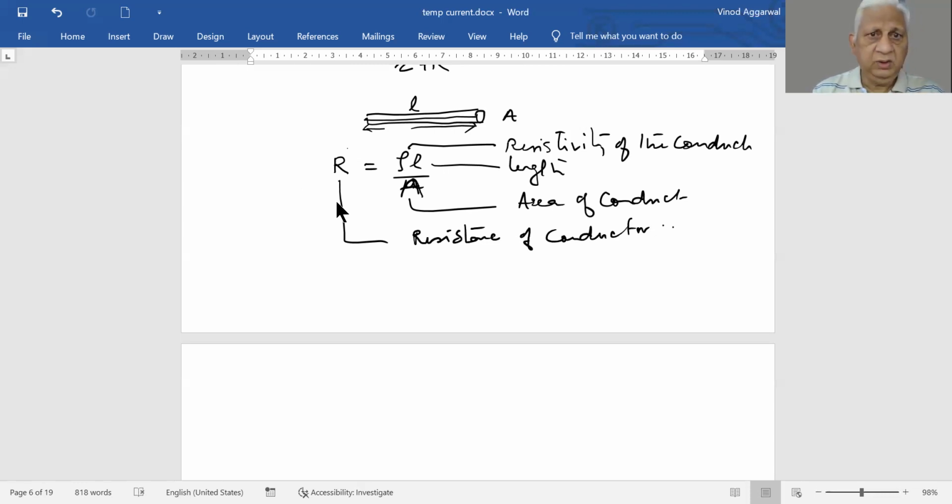Now, this resistivity of the conductor rho, does it remain constant? No, it changes with temperature. How does it change with temperature? The temperature dependence is given by this relationship. Resistivity of the conductor at any temperature T is given as resistivity at temperature T0, times 1 plus alpha into T minus T0.